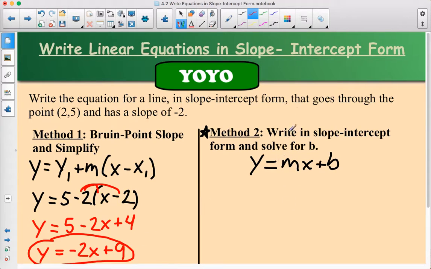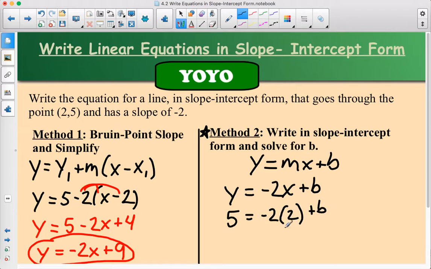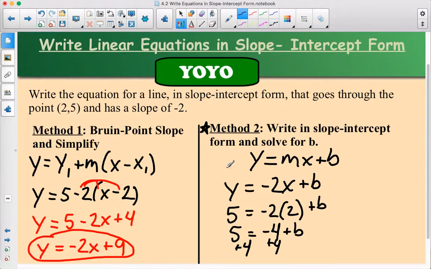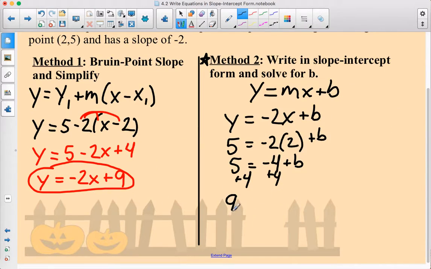Method 2 looks like this. I'm going to substitute in the slope that I know. I know the slope of the line, so y equals negative 2x. Now I just need to solve for b. So I substitute in the x-coordinate of the point I know, which is a 2, in for x, and 5 in for y. So it looks like 5 equals negative 2 times 2 plus b. Negative 2 times 2 is a negative 4. Add 4 to each side to solve for b, and I end up getting that b equals 9.